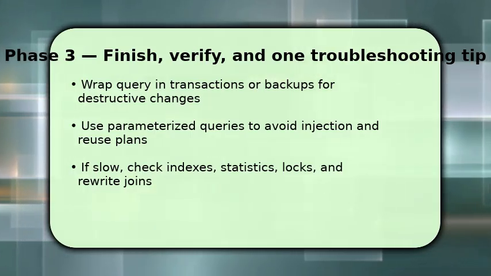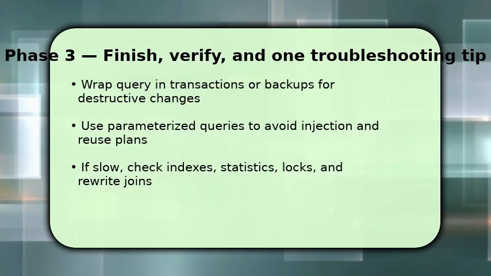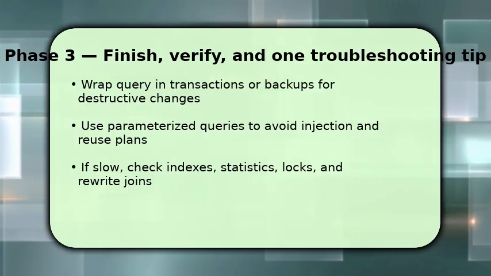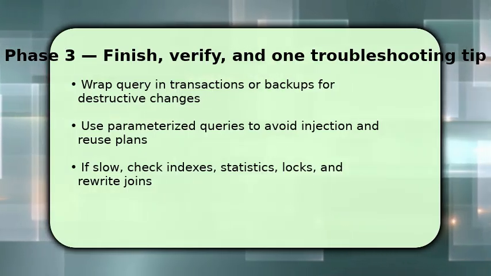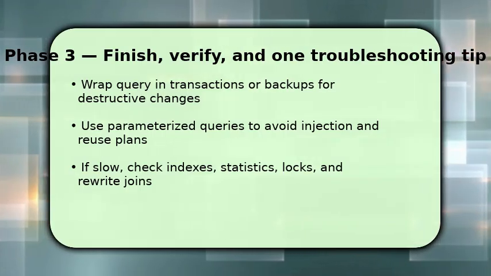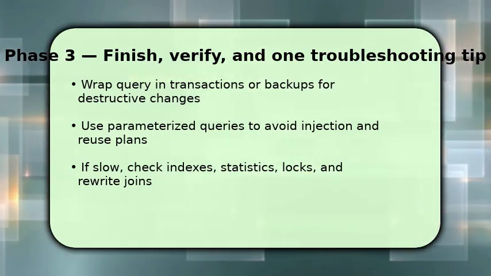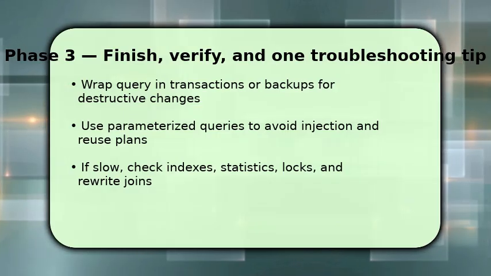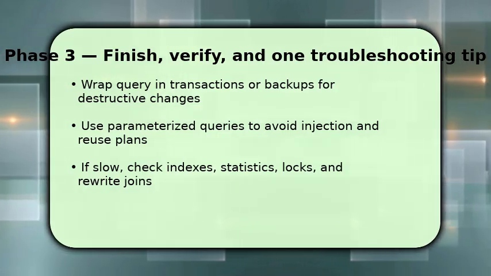If results are unexpected or slow, check execution plans, update table statistics, and examine active locks. Sometimes rewriting joins or adding a composite index fixes it. One key troubleshooting tip: when performance stalls, run explain and compare row estimates to reality.